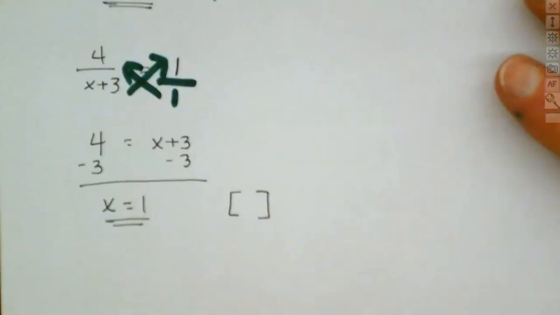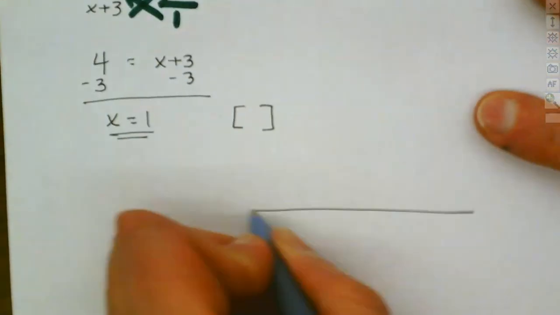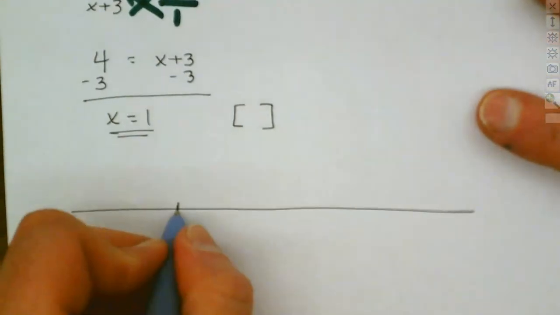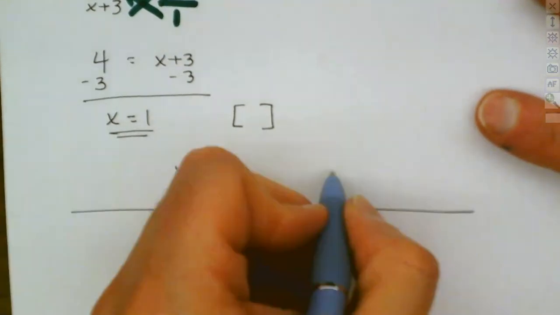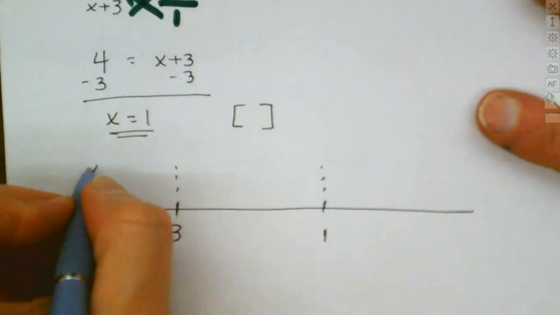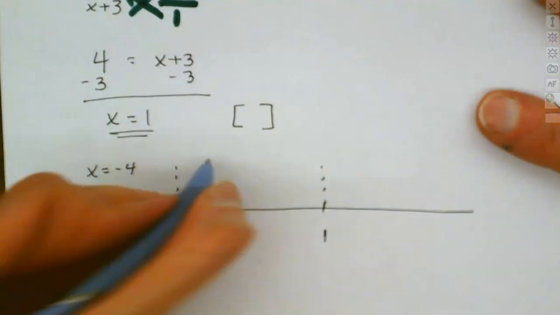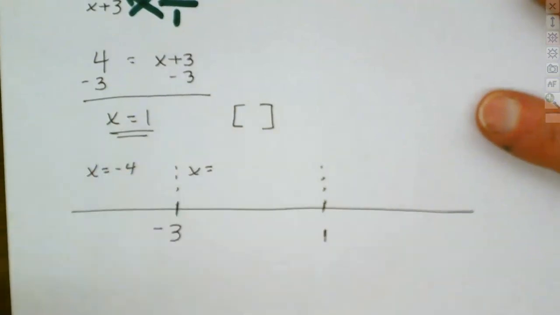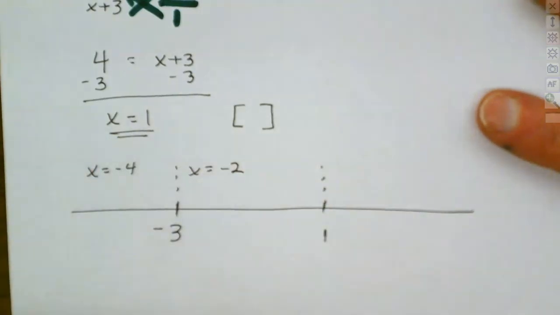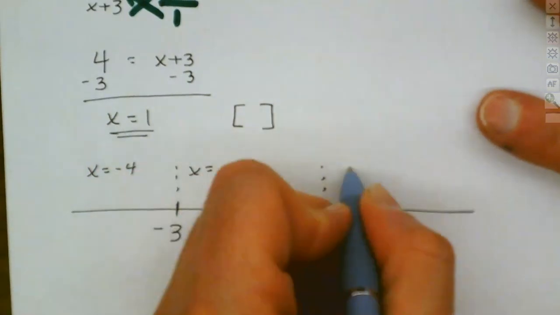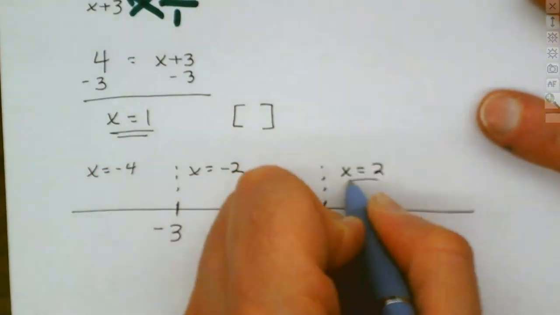Now, we put these on our number line, just like we've done previously, and we check them. So we've got -3, and we've got 1. That makes regions again. So how about we pick -4 for the left-hand side? How about we pick -2? It's in between there. You could have also picked 0. It wouldn't matter. And a number bigger than 1, how about we pick 2?